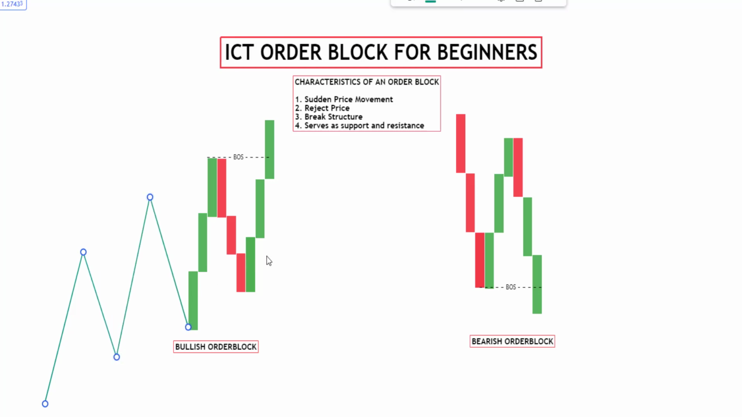Now, the way the institutions take their trade is that they take their trade at the bottom of this area, because this looks like a discount to them, the best price possible to buy. If you are buying, you actually want to buy at the cheapest price possible. That is where we find the order block. When you have people selling from here to here, and then the institutions, or what we call the big boys, decide to take the trade at the cheapest price possible.